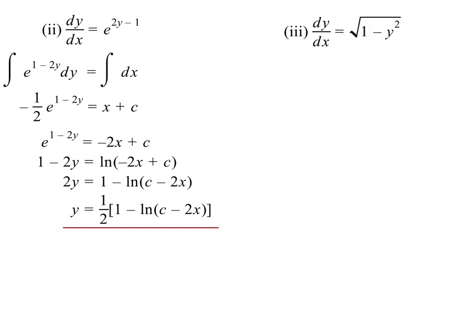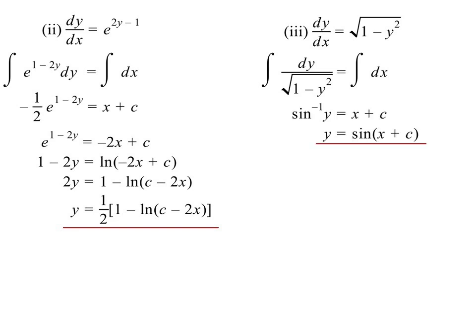Square root of 1 minus y squared. This time when I separate it out, that's a, what's that, inverse sine or minus inverse cos, whichever you prefer. I tend to go with the positive one, so inverse sine. So inverse sine of y is x plus c. y is the sine of x plus c.